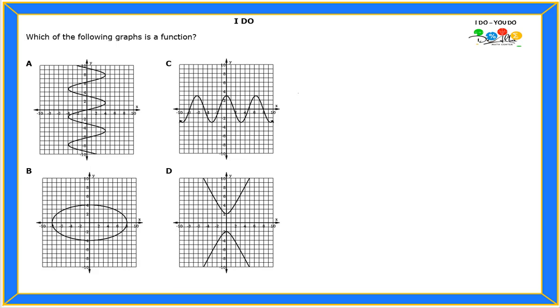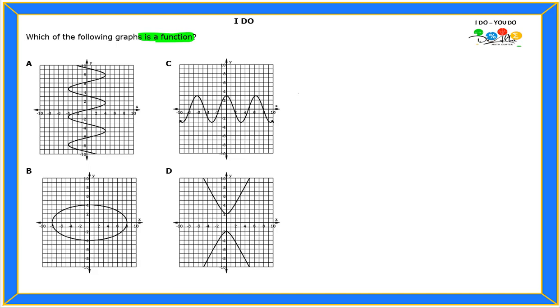It says, which of the following graphs is a function? So I'm looking for a graph that is a function, okay? A function means that x cannot repeat. It means that every x value should have one unique y value. Is that right? But that's not going to help us too much here because I do not have ordered pairs.